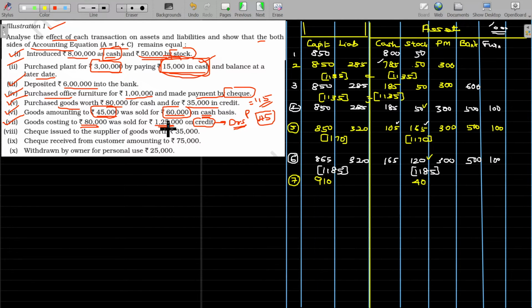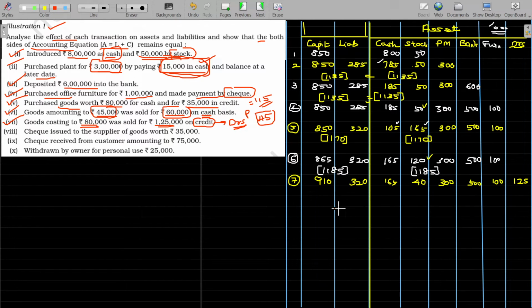And it is sold to some party on credit. So the new term comes here. We have not received the money, so debtors comes here. The amount recoverable from debtor is 125. Leaving these, the other three ledger accounts remain the same. So liabilities 320, cash 165, plant and machinery 300, bank 500, and furniture 100.